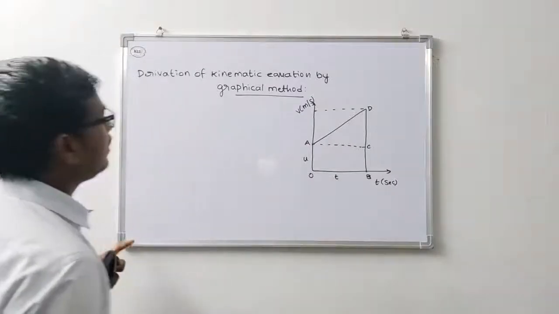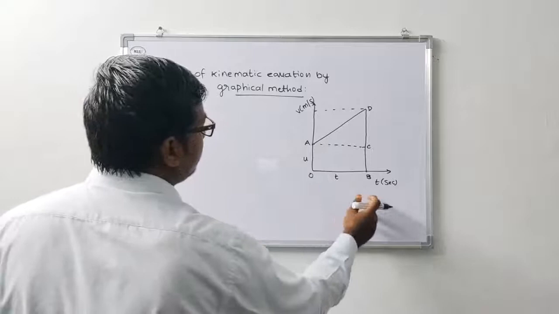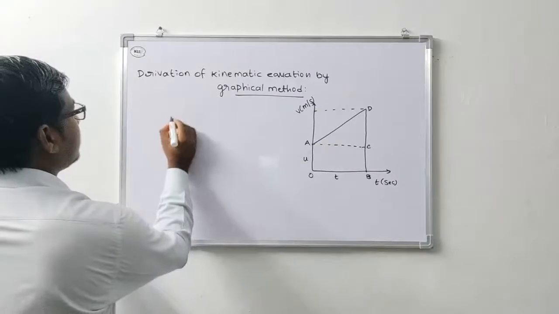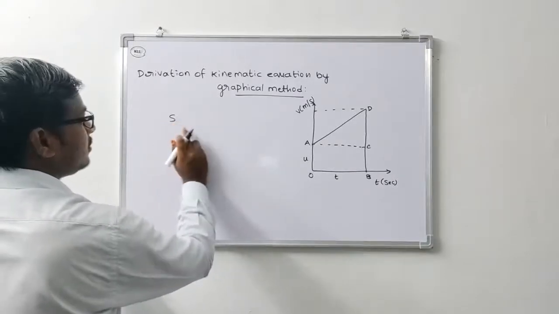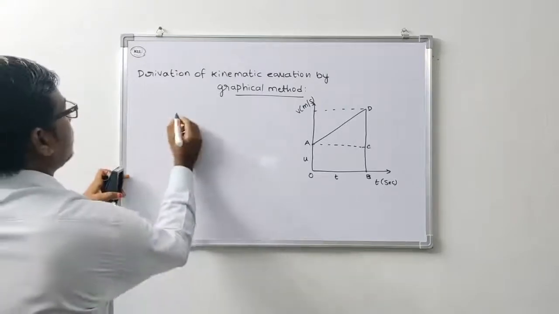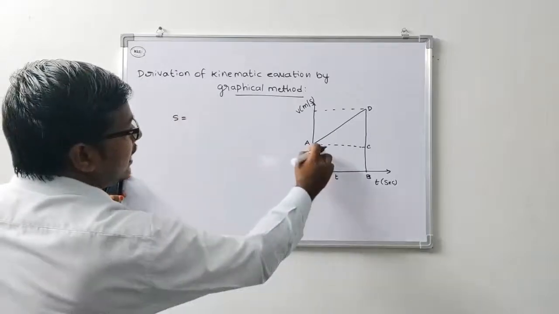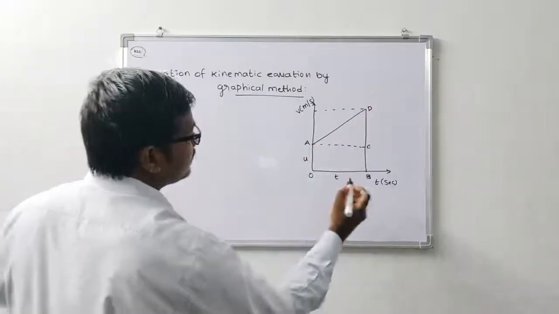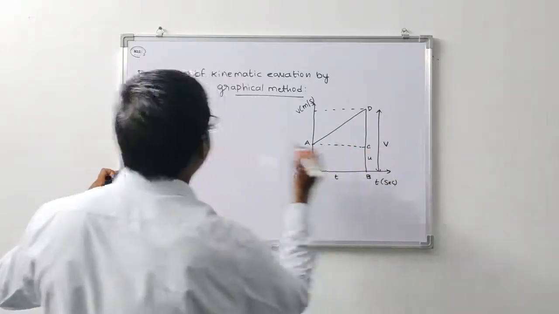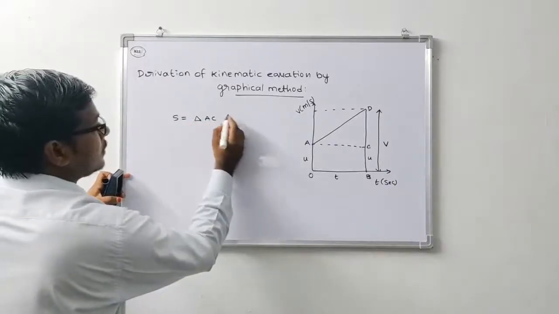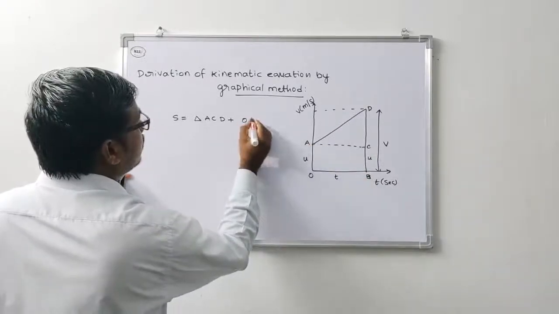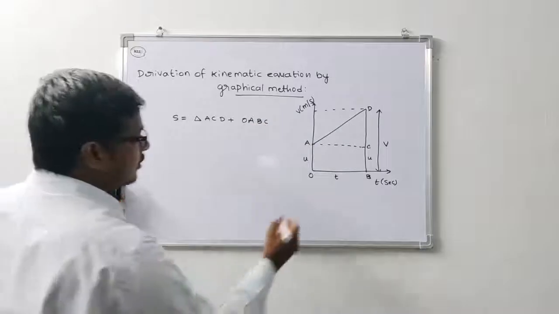the area is equal to displacement, then displacement is equal to triangle ACD plus rectangle OABC.